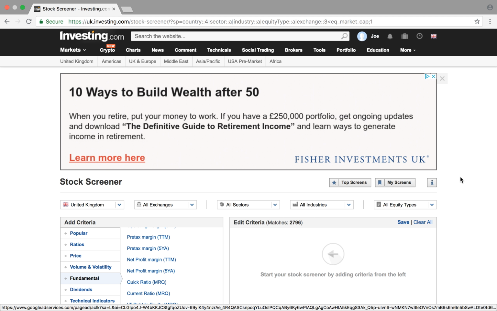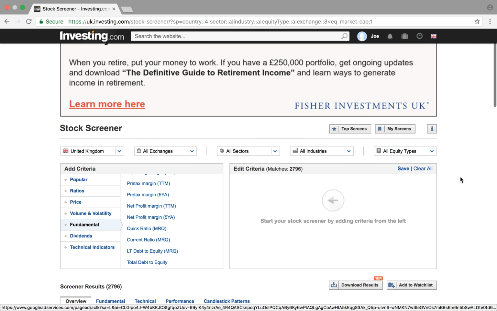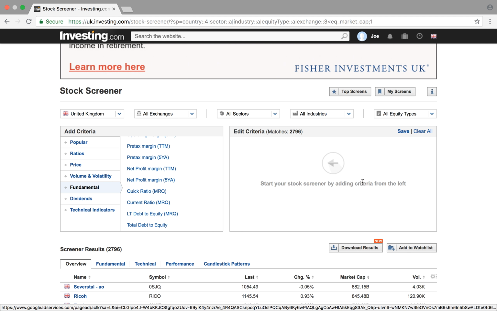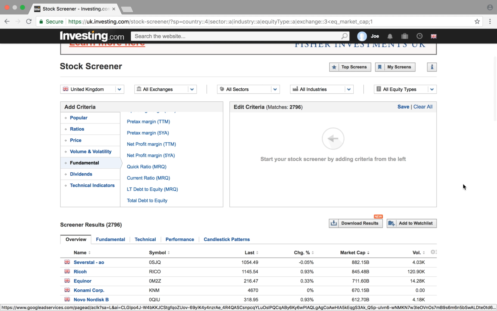Today I'm going to show you how to use the ukinvesting.com stock screener as an accompaniment to our ebook, the Start Investing Guide to Stock Screening. So here's the website, and this is the screener. It's not perfect, but it is free and it is very useful. So it's the one that we still use.